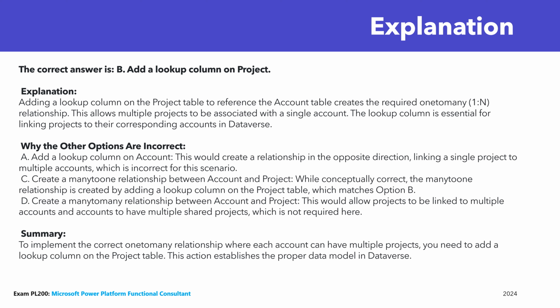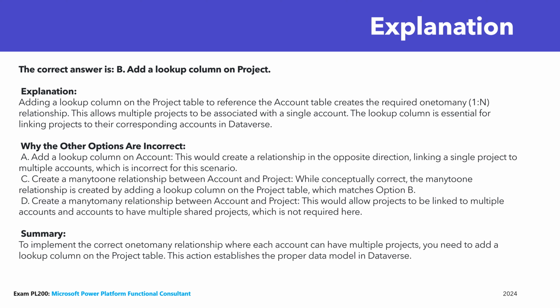C. Create a many-to-one relationship between account and project. While conceptually correct, the many-to-one relationship is created by adding a lookup column on the project table, which matches option B. D. Create a many-to-many relationship between account and project. This would allow projects to be linked to multiple accounts, and accounts to have multiple shared projects, which is not required here.